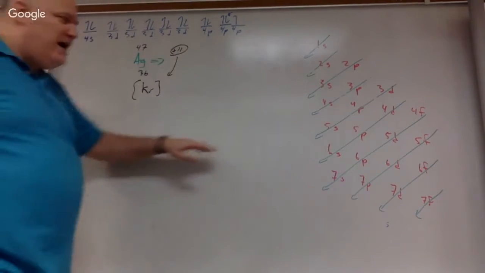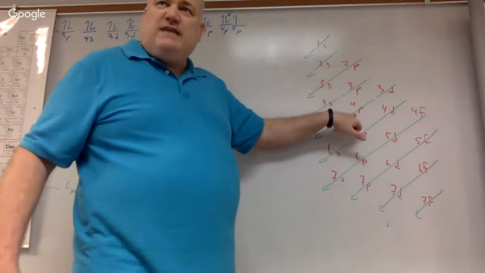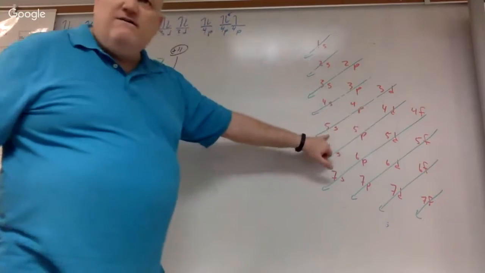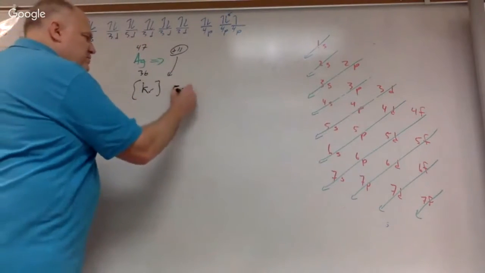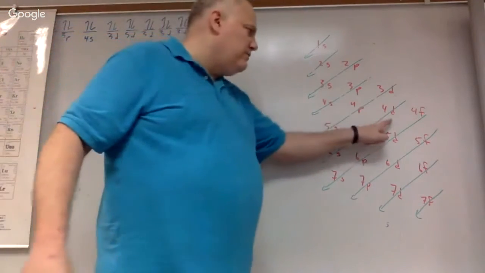I want to replace everything up to what? 4p6. So on my diagram here, it's going to replace up to 4p6. So after 4p6, I still have to put in 11 electrons. So where am I going to go after 4p6? 5s. I'm going to go 5s2, right? Now I have 9 left to place.